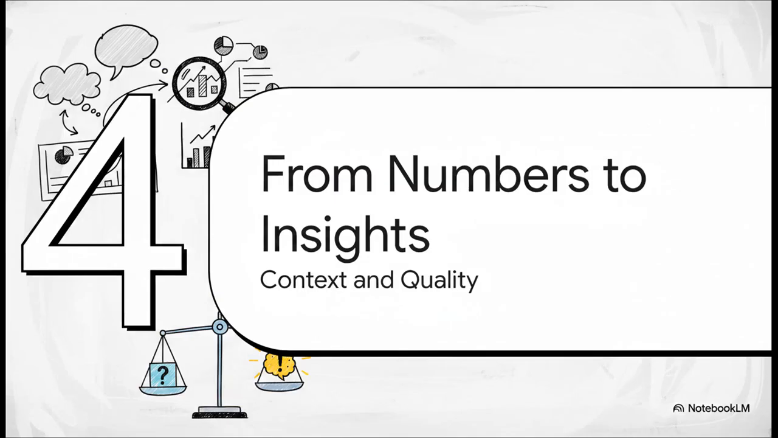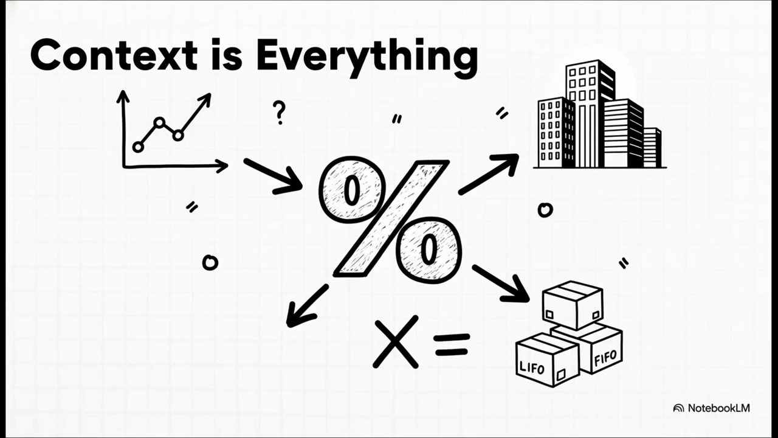And that little example perfectly sets us up for one of the most critical topics for the exam, moving past the simple calculation and really understanding the context and, just as important, the quality of the numbers you're looking at. So, as we just saw, a ratio in a vacuum is useless. It needs a benchmark. You have to compare it to something. First, you compare it to the company's own history. Is it getting better or worse?